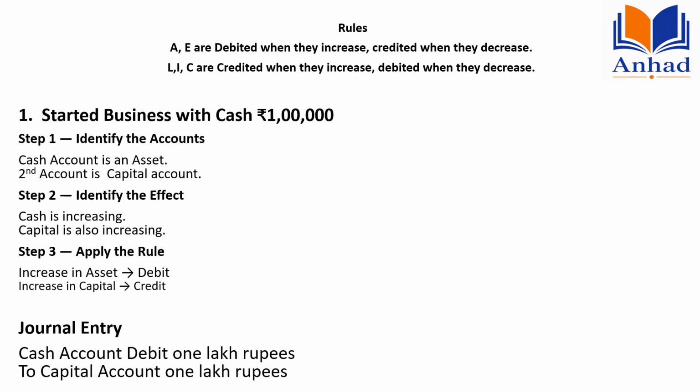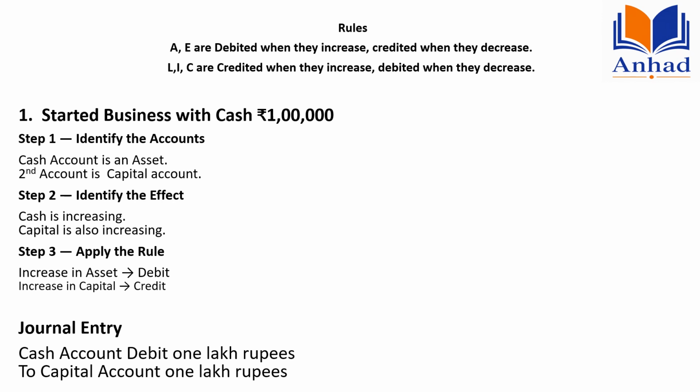Step 3. Apply the rule. An increase in an asset is debited. An increase in capital is credited. Journal entry. Cash account debit 1 lakh rupees, to capital account 1 lakh rupees.